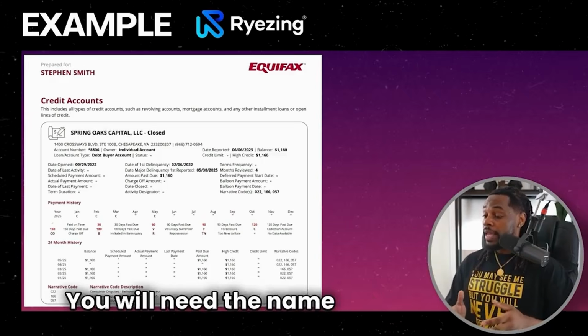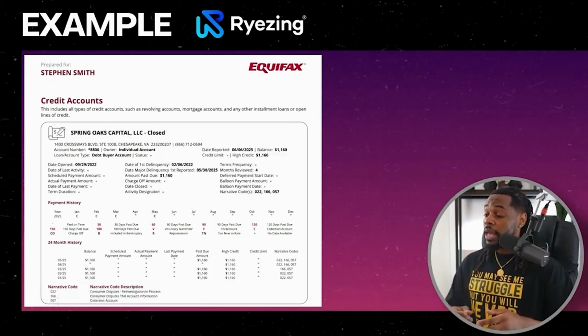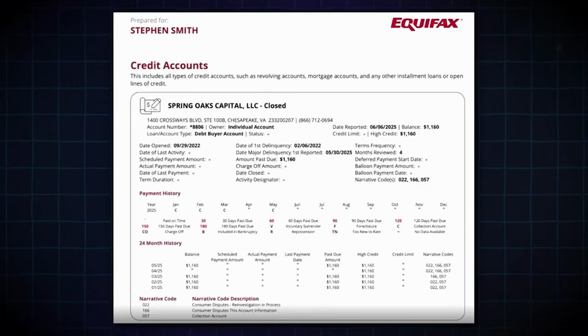For each collection account, you need to write down the following information. You will need the name as it appears on the credit report, and you want to put the name exactly as it appears. So for this one that we're looking at, it says Spring Oaks Capital, LLC. It's very clear cut. It's very straightforward. You need to list it exactly as it appears.